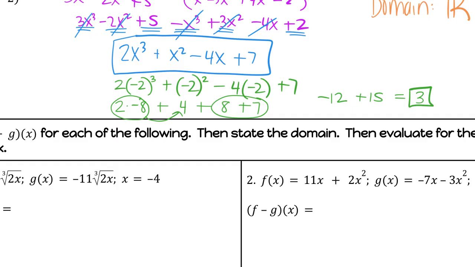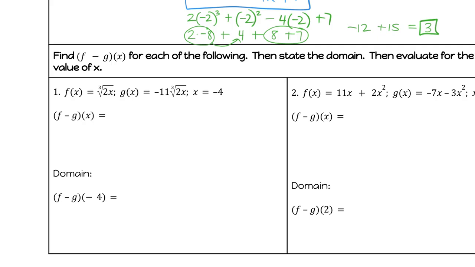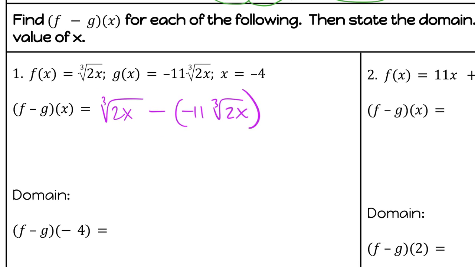All right, let's look at a couple more examples here. Same thing, we're going to do some subtraction. So for number 1, we're subtracting, it looks like 2 cubed root functions. So let's start with f, cubed root of 2x minus negative 11 cubed root of 2x. And then since we have this minus situation here, that's going to turn into addition. So we have 1 of the cubed roots plus 11. So that would give us 12. So we have 12 times the cubed root of 2x.